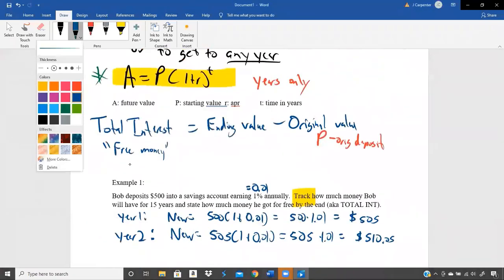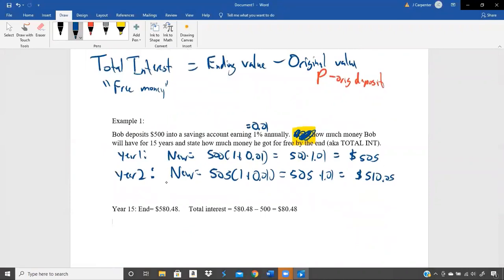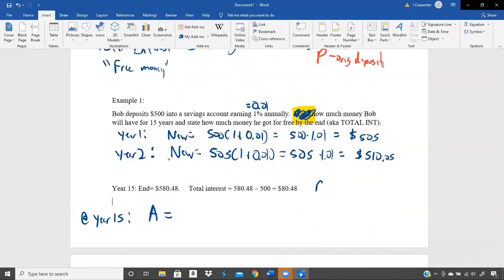So if I didn't say track, and I just said how much money will Bob have 15 years later? At year 15, our future value A, the ending value for year 15, and there are a lot of different letters that they use for this, as we'll see in our notes over the next class or two, is the product of the principal, which is the initial deposit. P equals $500. R is 0.01, and T is 15. The interest rate is 0.01 because 1%, and T is 15 because 15 years. So we go 500 times 1 plus 0.01 raised to the 15.